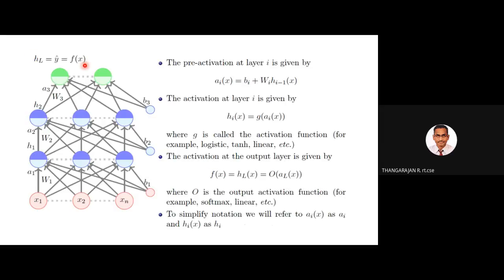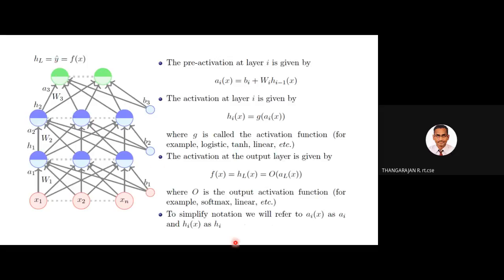Whereas at the output, the output of the last layer is actually h_L of X. Actually, it's not a hidden layer, but the output layer, because the hidden layer is the output layer, and that is nothing but the activation of a_L. In this case, a_L is a3, the activation of a3, and that is nothing but your output f of X, which is depicted as Y cap.